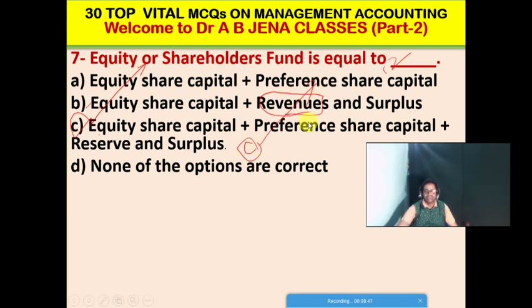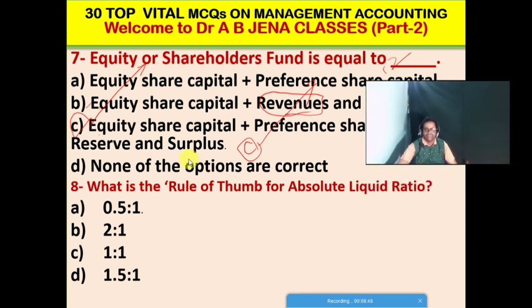Next MCQ: what is the rule of thumb for absolute liquid ratio? A is 0.5:1, B is 2:1, C is 1:1, D is 1.5:1. Friends, A is the right option for this MCQ. The rule of thumb for the absolute liquid ratio is 0.5:1. So A is the right option.